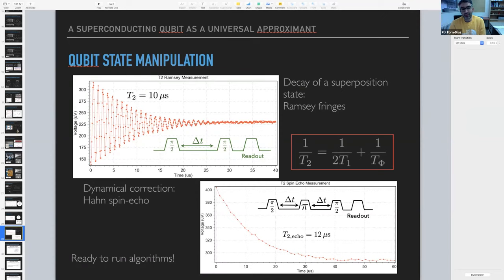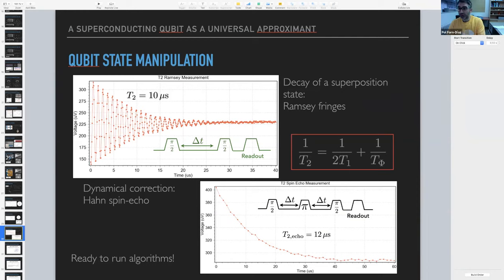One can apply many tricks from nuclear magnetic resonance. The simplest one is called the spin echo. You intercalate a pi pulse between the two pi over two pulses, and this reverses the dynamics of the spin, or the qubit, on the equator. So it actually cancels the contribution from the slowest noise, the noise that is essentially static. Then you can increase this decay time from 10 to about 12 microseconds for this device.